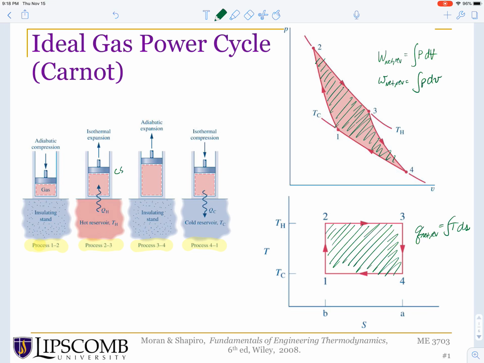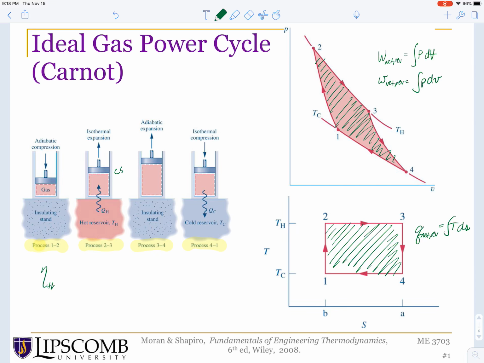And since this is a cycle, through the first law of thermodynamics, the cycle begins and ends at the same state, and I know that these two areas should be equal. The net work should equal the net heat transfer. And again, all of the previous things we discussed with the Rankine cycle for the Carnot cycle apply here as well.